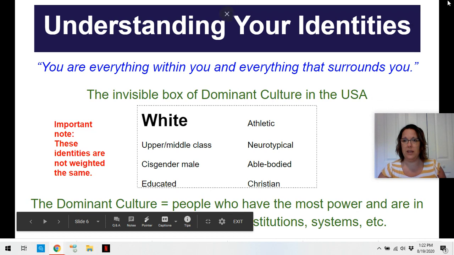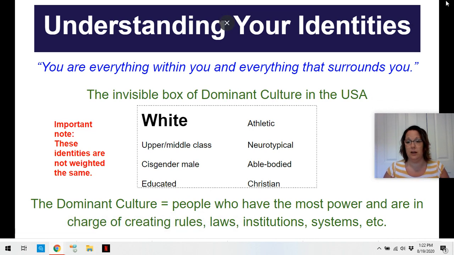Before we jump right into racism, I think it's really important to understand our identity. So much of my presentation today has come from a couple books. And one of them is called Antiracist by Tiffany Jewell. And she says in there, you are everything within you and everything that surrounds you. And she talks about the invisible box of dominant culture in the United States. And she lists these things that you see in the box as identities that we have that have the most access, that have the most power and say in creating rules, laws, and institutions.